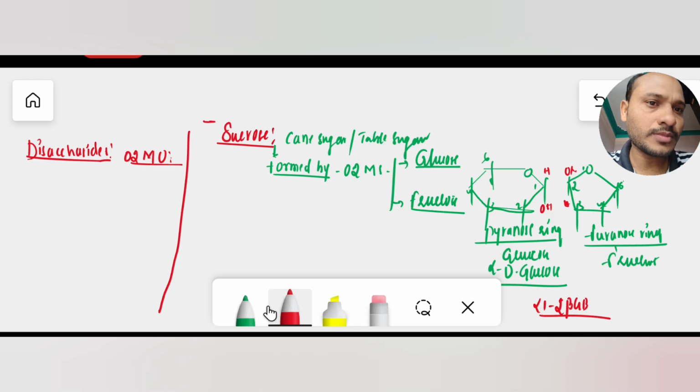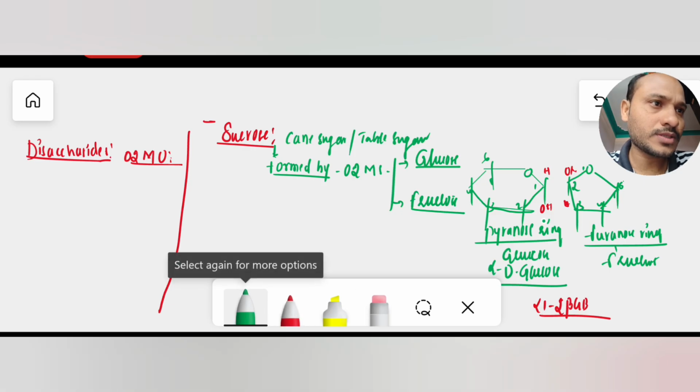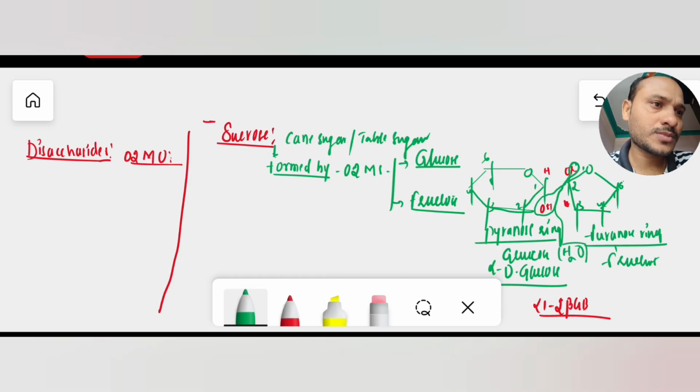So how the bond will form means like this. A glycosidic bond between two monosaccharide units will form by removing water, by hydrolysis, like this. And here H. So by removing H2O, the H2O will be removed, and then there is a bond which is formed. That bond is called an alpha 1,2 beta glycosidic bond.